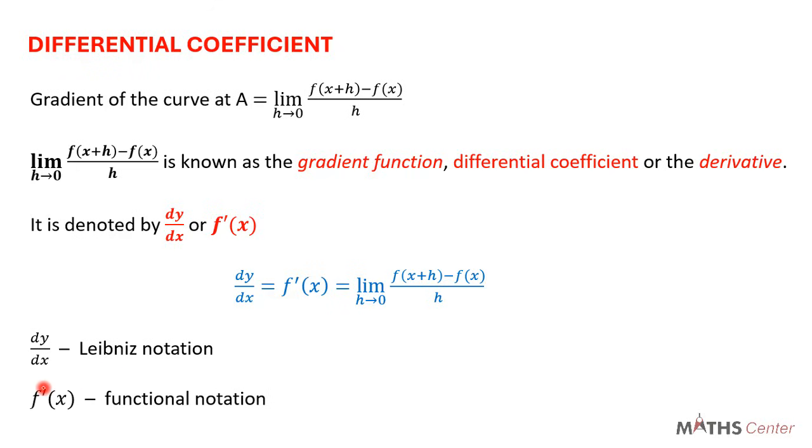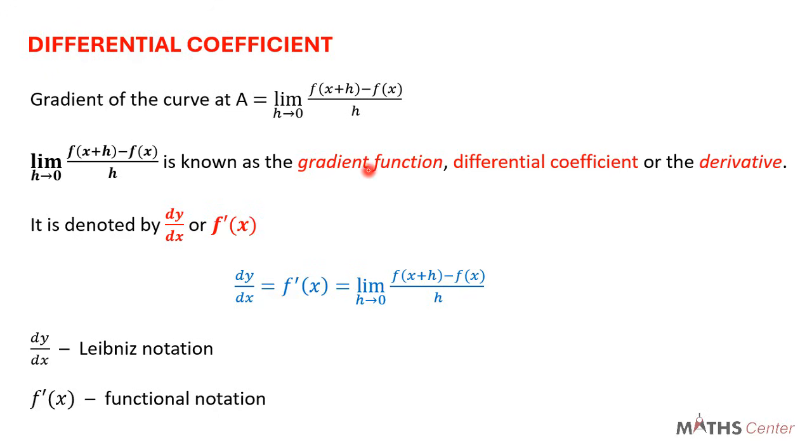When you write it as dy dx, the notation is known as the Leibniz notation. And when you write it as f prime of x, it's known as the functional notation. In most of the questions that we will solve in this lesson on differentiation, I'll be using the Leibniz notation. But once in a while, I'll also use the functional notation. Either of them is the same thing.